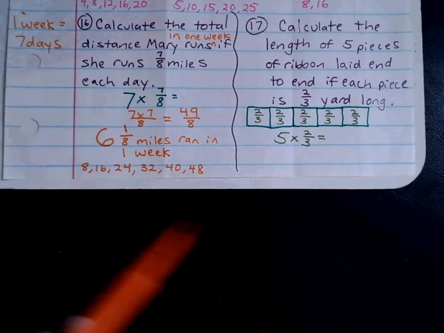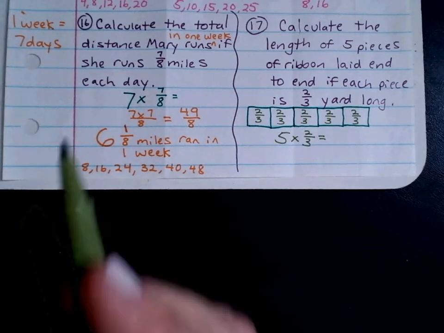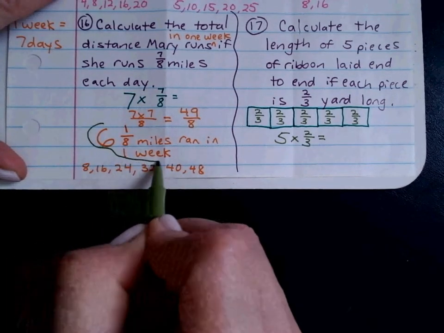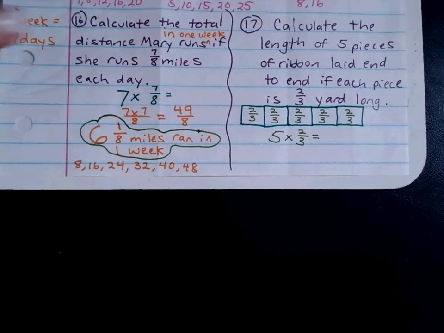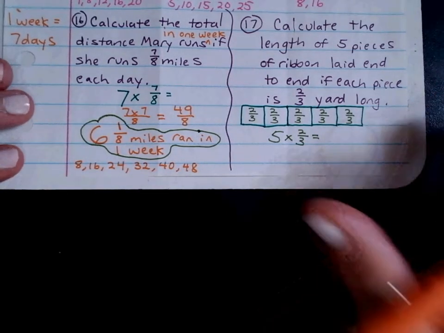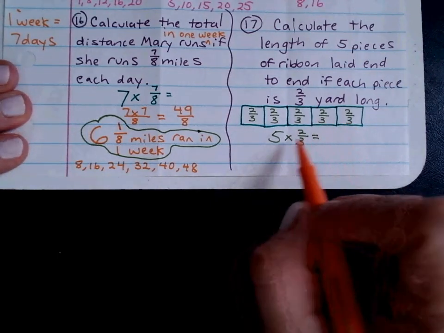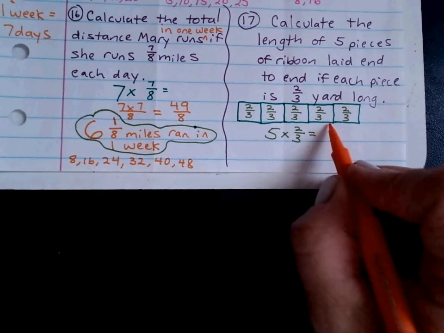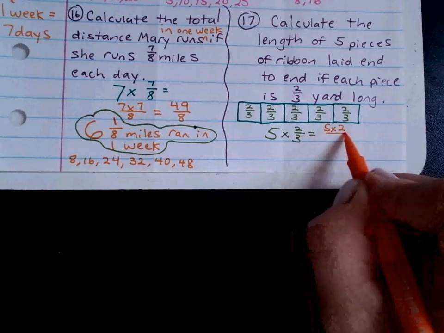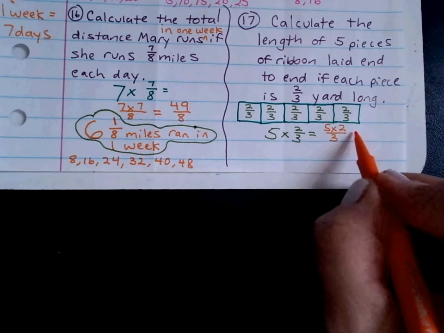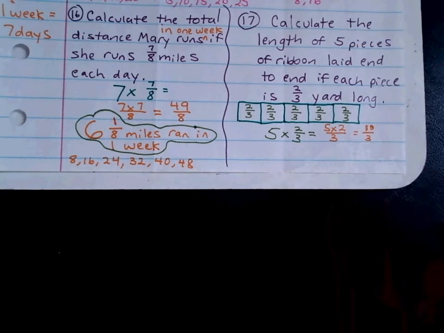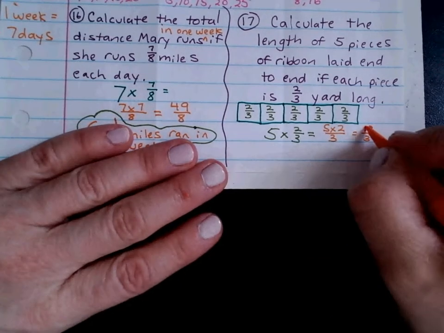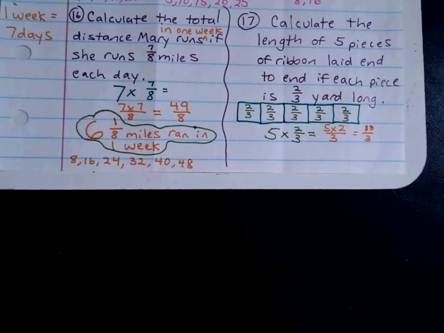So it's important to write a little sentence or explanation. So here, this would be my answer to the problem. And you don't want to just write 6 1/8 because you want to be able to explain what your answer means. So let's take a look at number 17. 5 times 2 over 3. So this would equal 10/3.